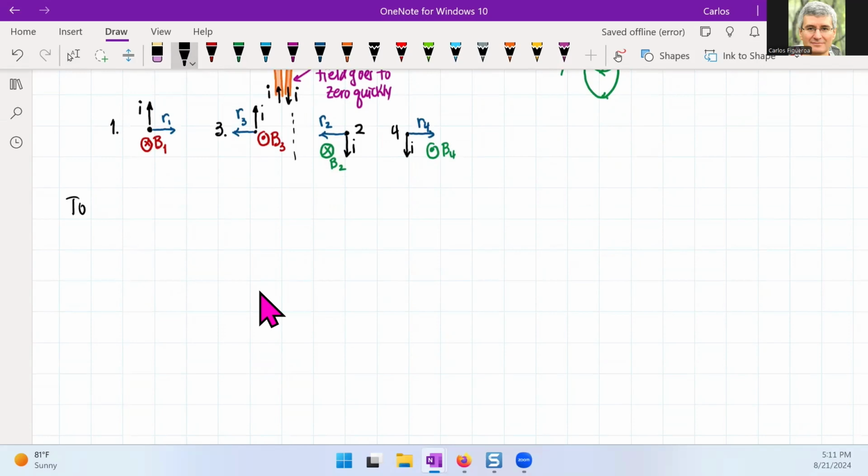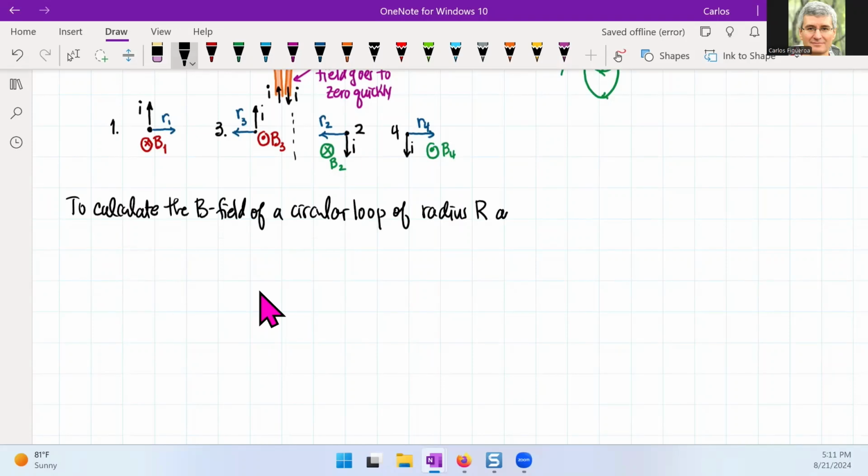So to calculate the magnetic field of a circular loop of radius r and current I, we have to set up a coordinate system. So my coordinate system is going to be, I'm going to pick my y direction to be here, my x direction, and then that will be my z. So note that all of these are in the positive direction.